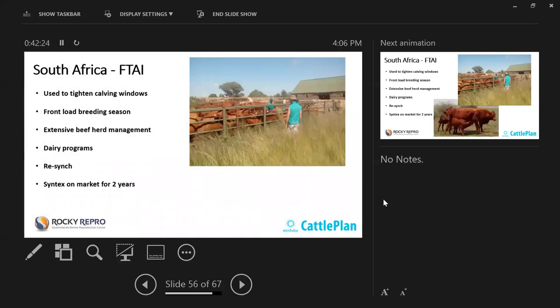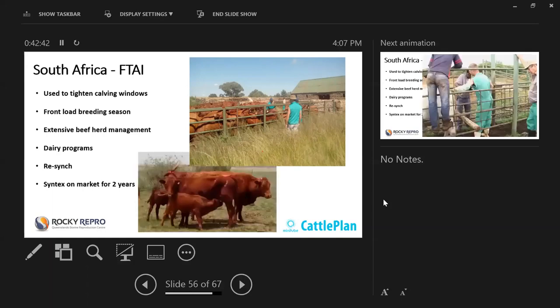When we look at South Africa, once again, they're wanting to tighten joining windows, front-loading the breeding season. This is done in extensive beef herds and also intensive herds and dairies. They use resync, and the CattlePlan Syntex range has been on the market there for 2 years now. They've got a lot of Bonsmara cattle that they work with and Brahmans too.